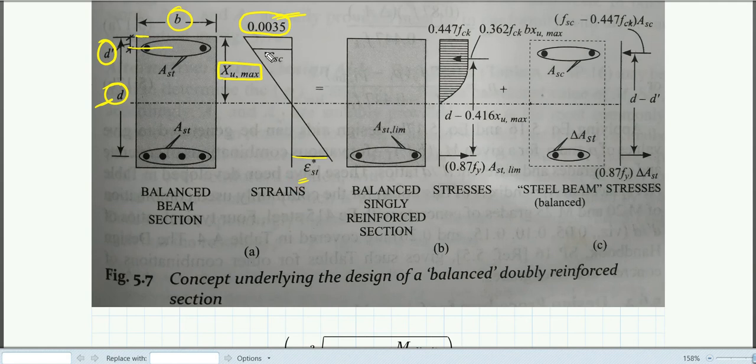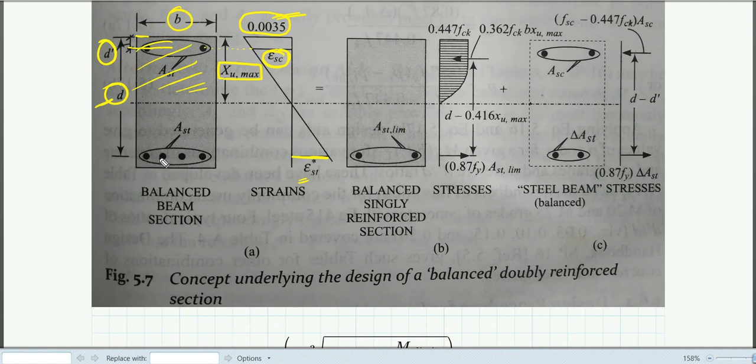Here at the location of the compression steel, suppose the strain value is epsilon sc, and this is epsilon st. This epsilon sc is very important because in a beam design by limit state, we always consider the concrete above the neutral axis, but we do not consider the concrete below the neutral axis. There are obviously going to be some cracks in the section below.